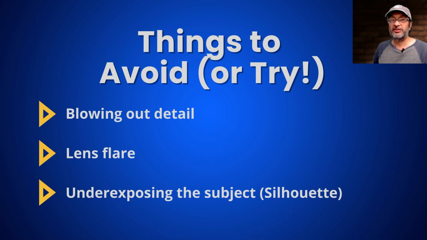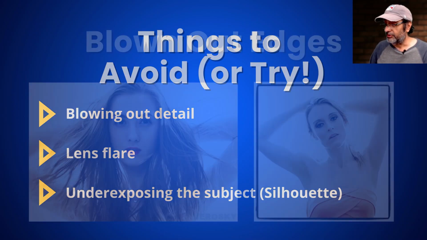Now, as we're talking about this, there are some things that you might want to avoid or even try to do on purpose. So, one person's mistake is another person's happy accident, or even an intentional effect. So what can you do here? Maybe avoid, maybe try to do on purpose: blowing out the detail with a backlight, lens flare, and underexposing the subject to create a silhouette. So let's take a look at those.